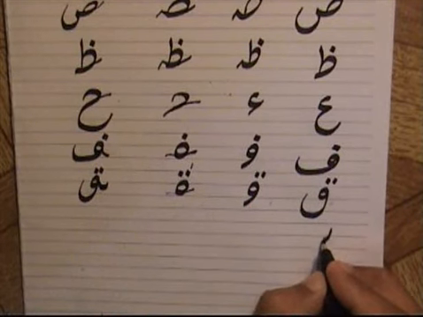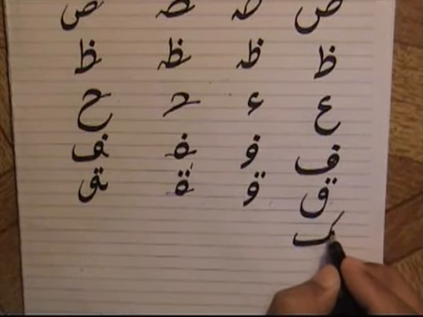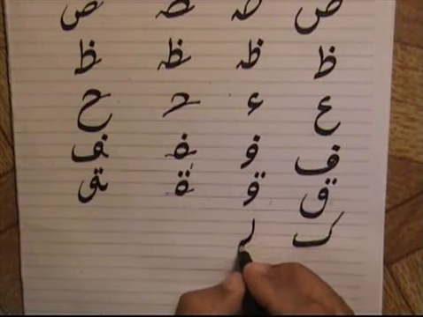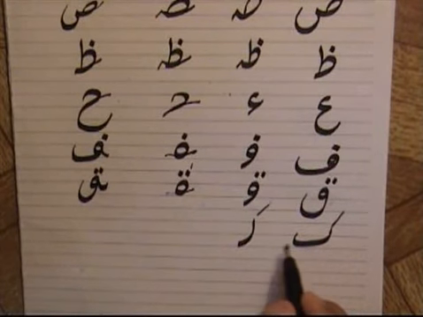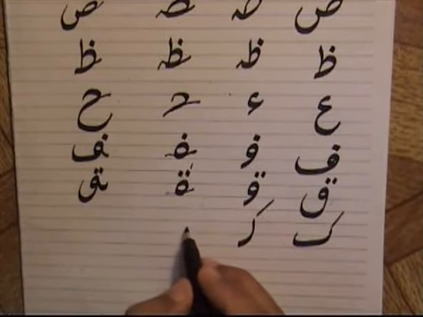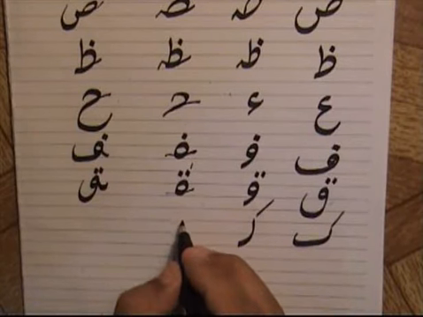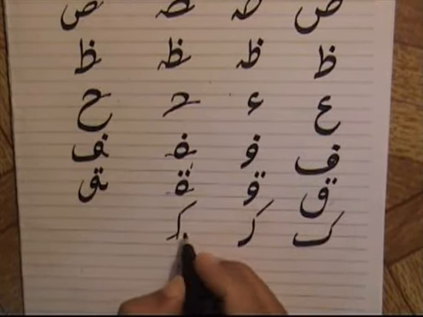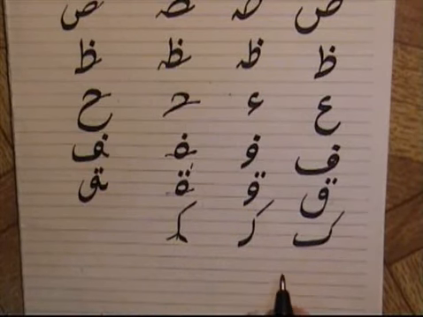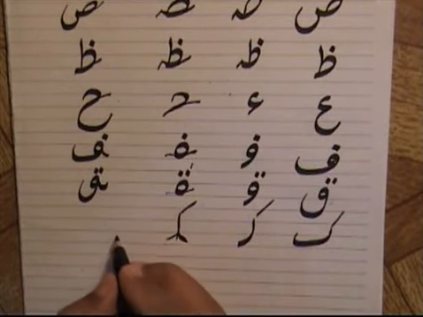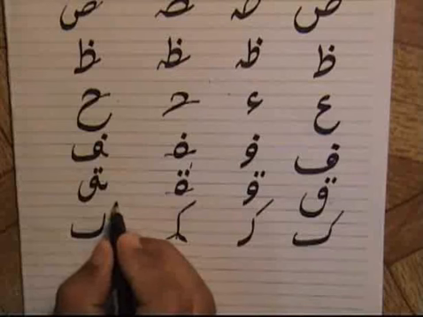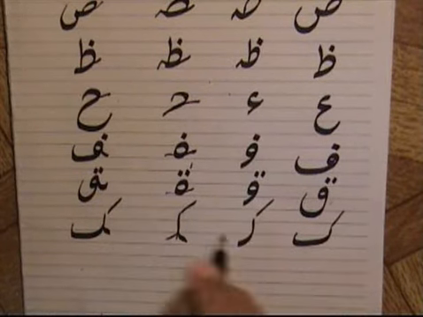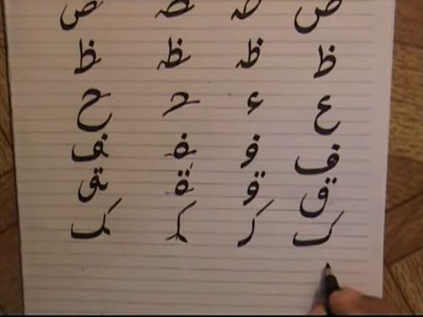Kaf and gaf, the initial position is only this much, this part of the kaf. The medial position is again, we have a connector here and we have a connector in the beginning, and the final position of kaf is again like this, and we have a connector here. Gaf is similar to kaf.